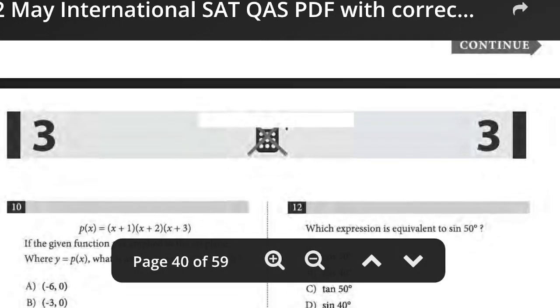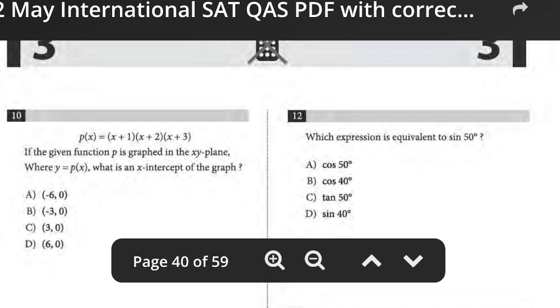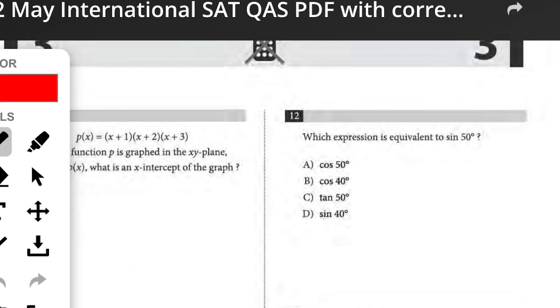Number 12, which expression is equivalent to sine of 50? If you have not taken trigonometry, then this question might be a little bit difficult for you. I took trigonometry the summer of my sophomore year in high school, so obviously I know exactly how to do this problem. But here's the thing.